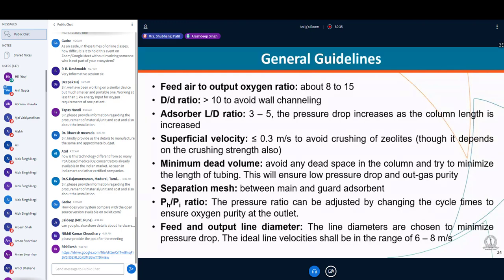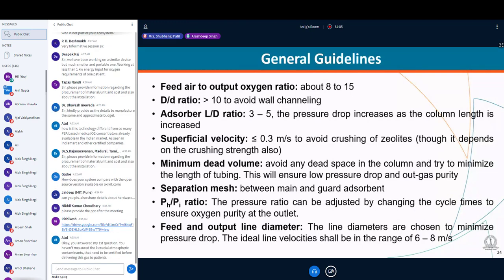All these guidelines are thumb rules which we have come across and devised. Second, your D by D ratio, the diameter of the column to the diameter of the adsorbent, should be greater than 10 to avoid wall channeling. Third, your adsorber L by D ratio, the length of the adsorber to the diameter of the adsorber, needs to be around 3 to 5. If you increase your length a lot, your pressure drop is going to increase as the column length is increased. People are aware of that.